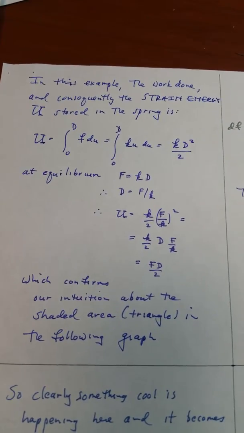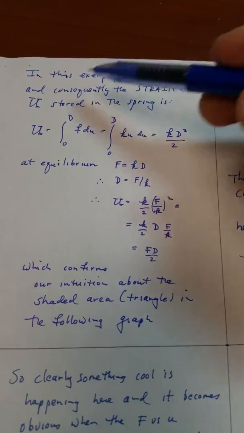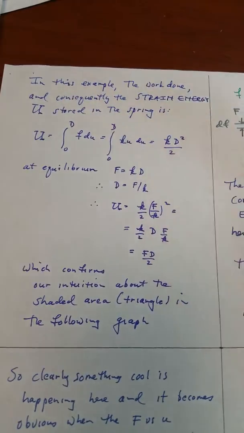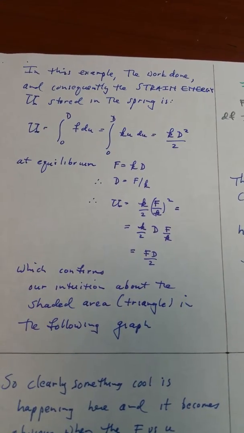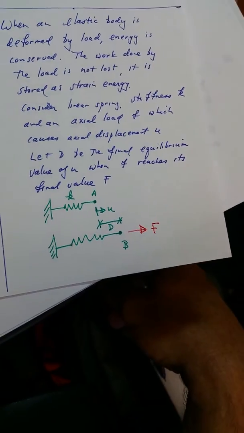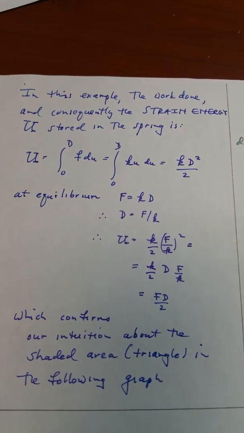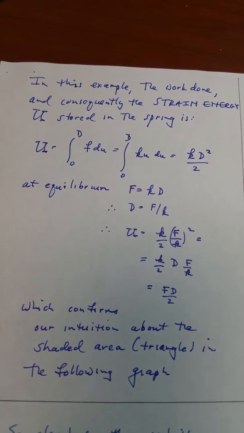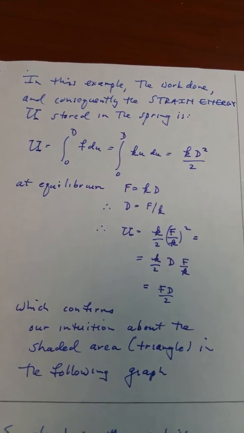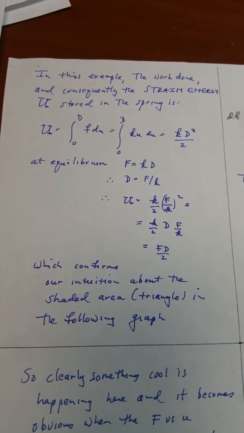So in this example, the work done and consequently the stored strain energy, which we're going to use the letter capital U for, is the integral of F du. And there's no cosines in here because the F is in line with the U. So F is equal to K times U, and we have K out of the integral, and we're left with U, so we have U squared over 2, so we have KD squared over 2.